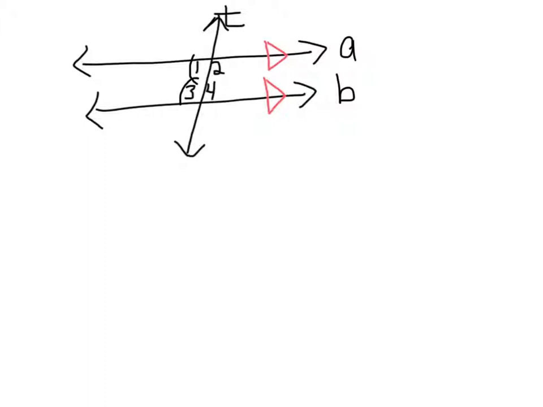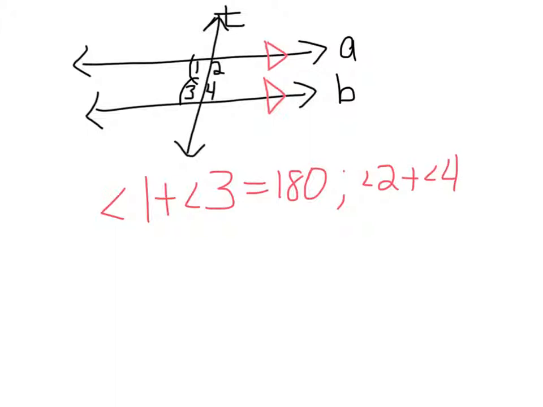Same side interior angles, when the two lines are parallel, are supplementary. Now, let's take a minute back and see, what does supplementary mean? Supplementary means that two angles add together to equal 180 degrees. So what does that mean for this? That means that angle 1 plus angle 3 has to equal 180 degrees, and also angle 2 plus angle 4 must equal 180 degrees. So if two parallel lines are cut by a transversal, then same side interior angles are supplementary.